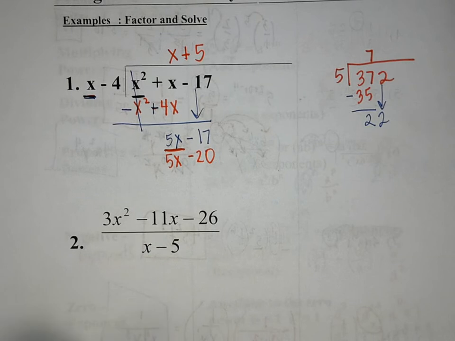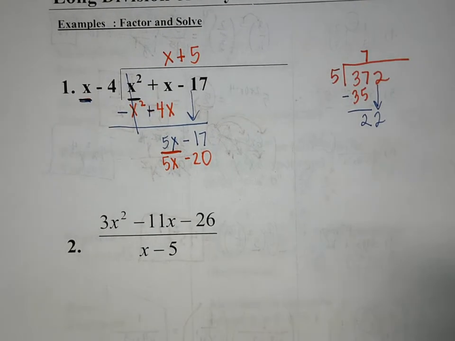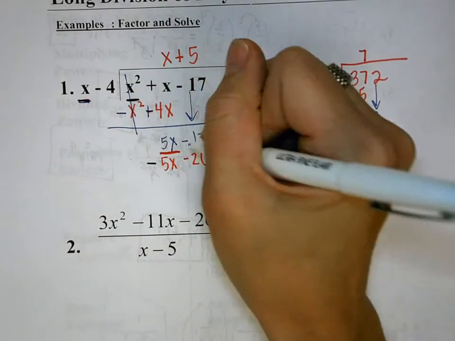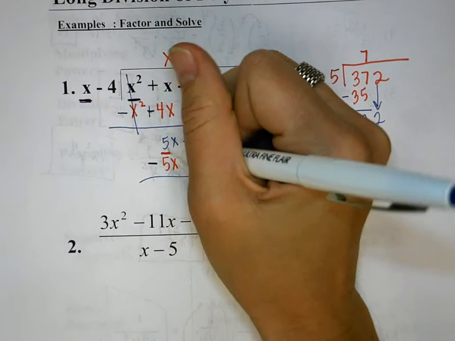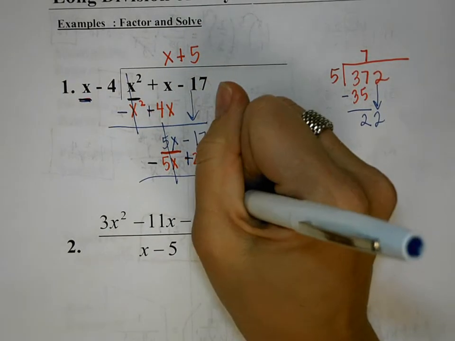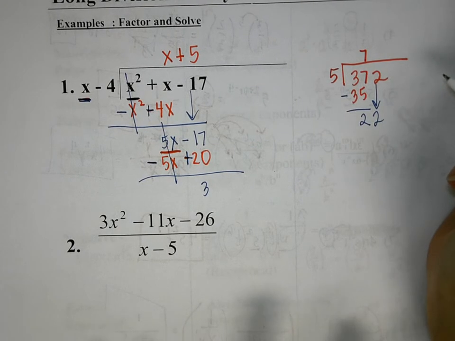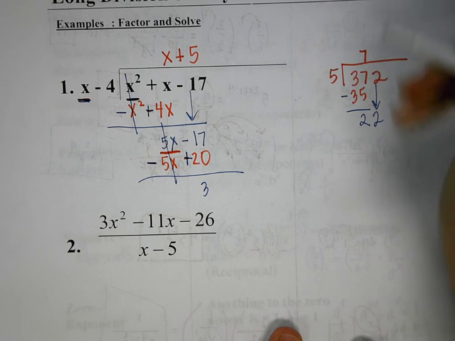What is my next step? To subtract it. And what happens when I subtract? These change signs. This becomes a negative and this becomes a positive. Okay? These cancel, and what am I left with? 3.